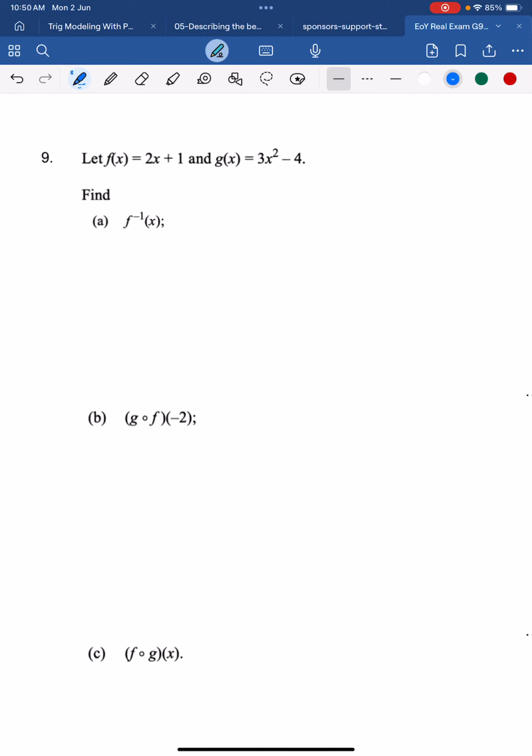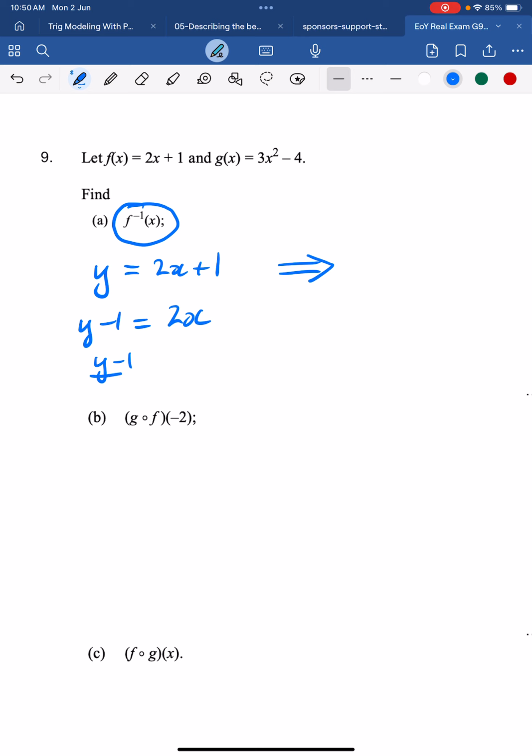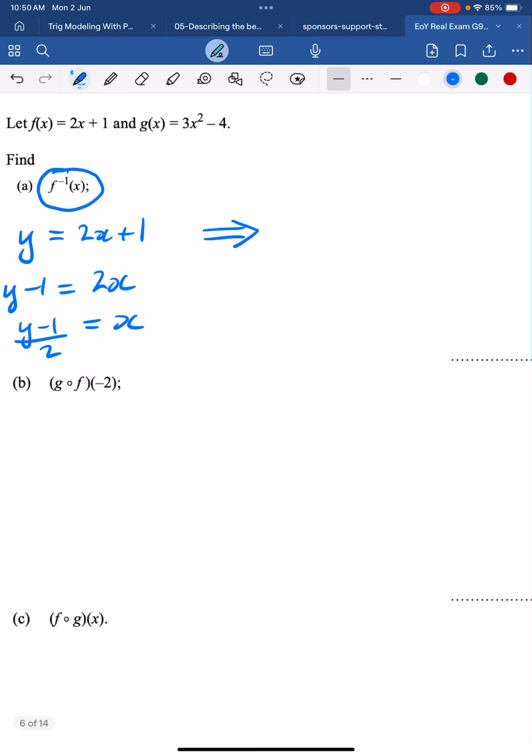Okay, so functions question. First of all, we need to understand this represents the inverse function. So we're going to go ahead and write down y equals 2x plus 1. You can interchange the x and y right away from here, or you can just rearrange to make x the subject. Subtract 1, and then divide by 2. But then you need to rewrite that in functional notation. So the inverse function asks that you take an input, subtract 1 and divide by 2.